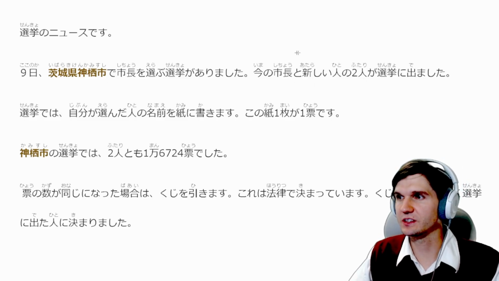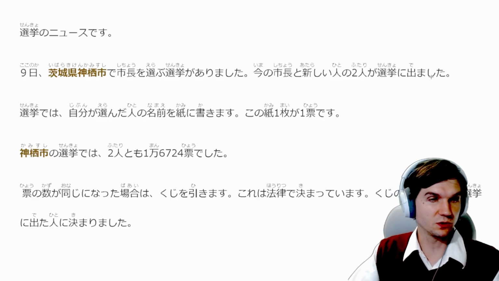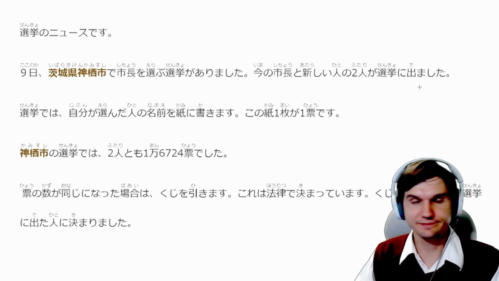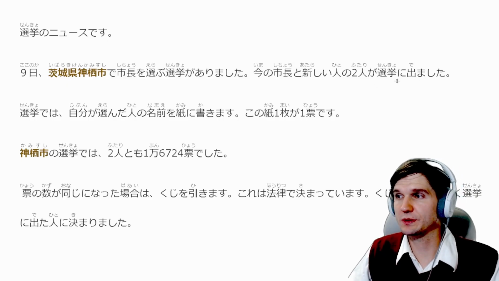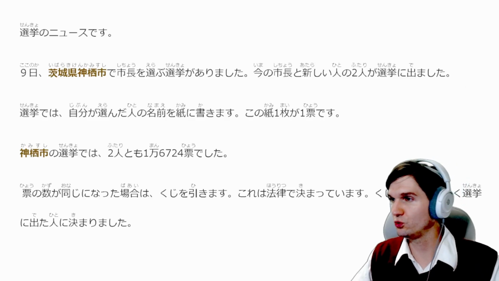The two people, the current mayor and the new person が選挙に出る. So 出る for something to come out or to show up. In this case, 出る is like participated in. So there were two people who participated in this election, the current mayor and the new person.